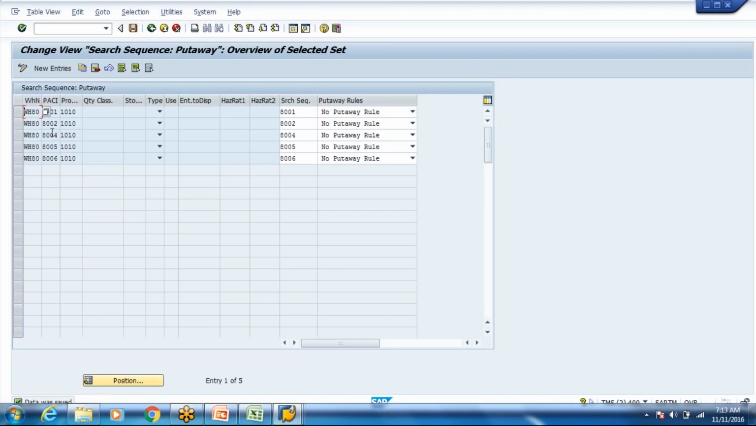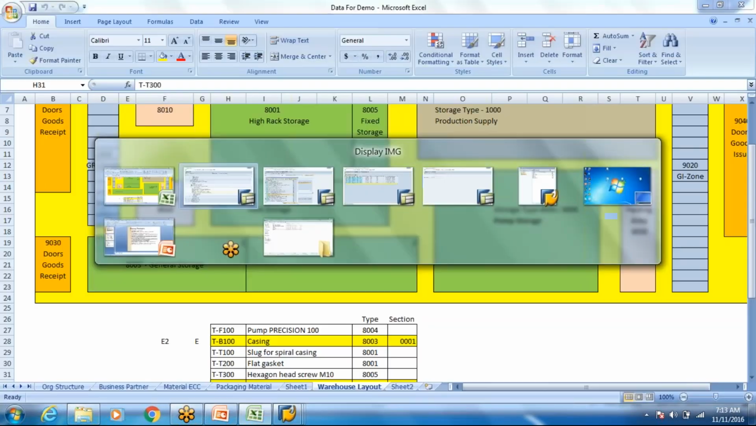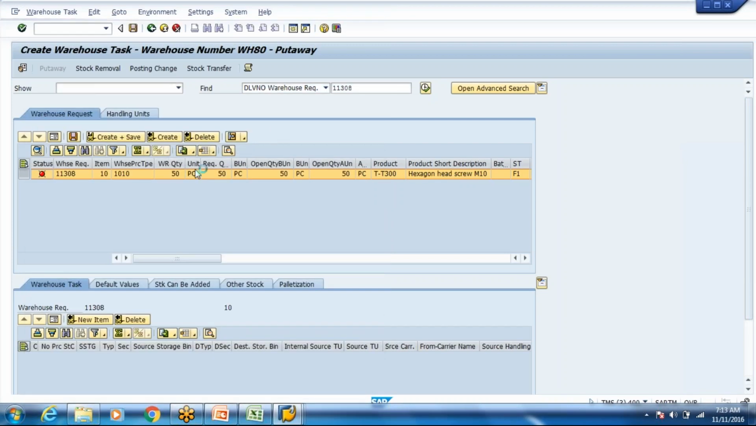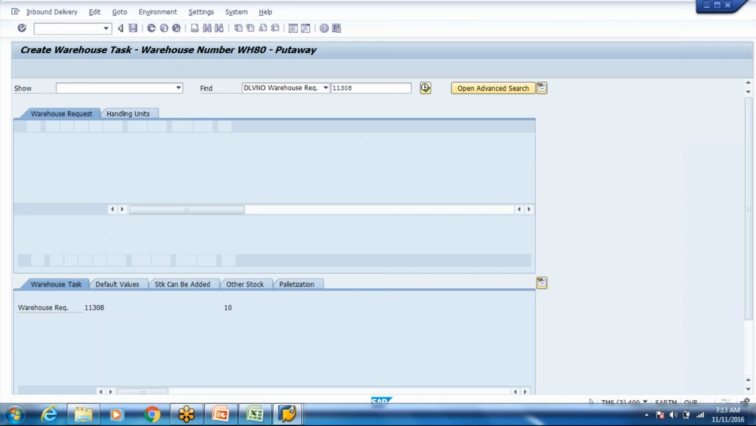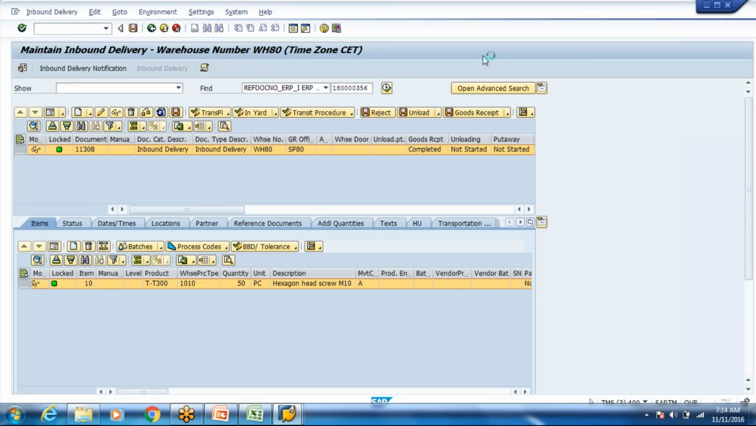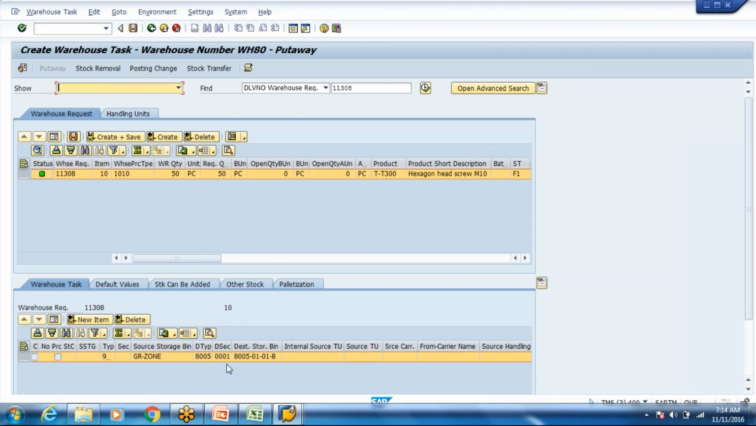Now when the indicator is 8005, it will look into 8005. Search it. Again, now we'll test it. So it's going into 8005, but it's not going into the bin that we have maintained. I think it's going to some other bin.